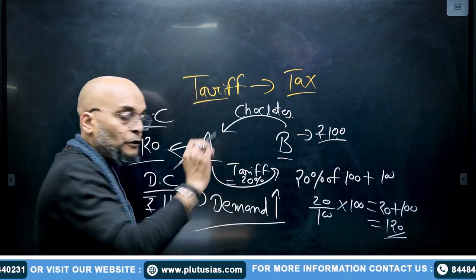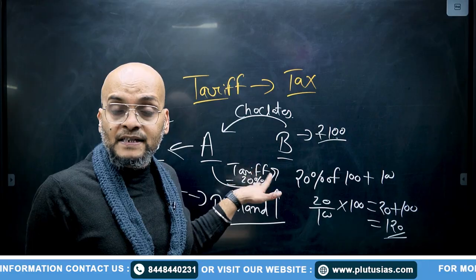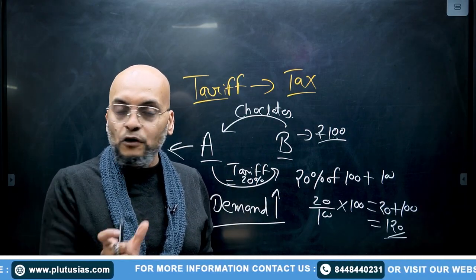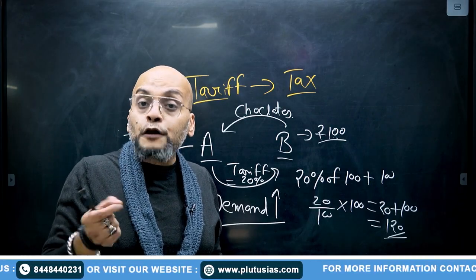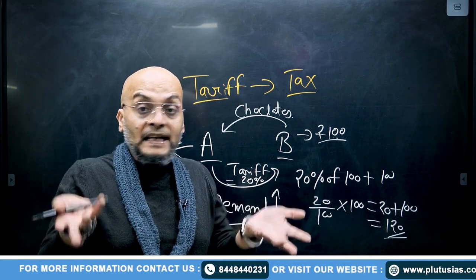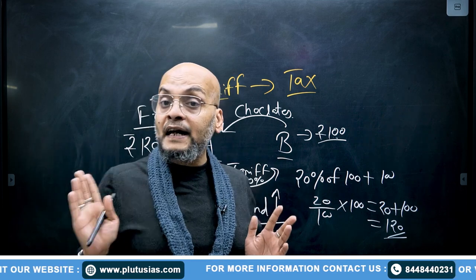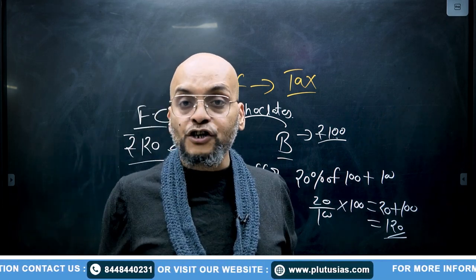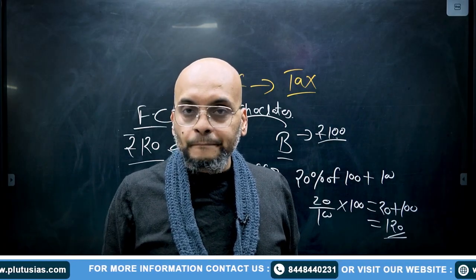And when demand of domestic chocolate will increase, more and more enterprises of this country A will produce chocolate. They will increase their supply because the demand of chocolate has increased. Thereby, they will earn more profit. They will give more taxes to the government. So, tax revenue of government will also increase. And people will get employment as well because production has increased. The domestic production has increased. So, overall, it is very good for the economy.